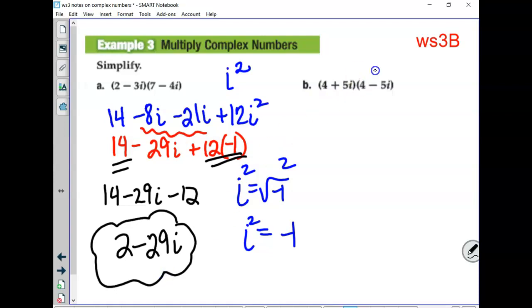All right, this is a really important example, and we'll talk about that as we get to the end of it, because what happens when I FOIL this together? 4 times 4 is 16, 4 times -5i is -20i. Middle term times middle term is plus 20i. And 5i times negative 5i is negative 25i squared.